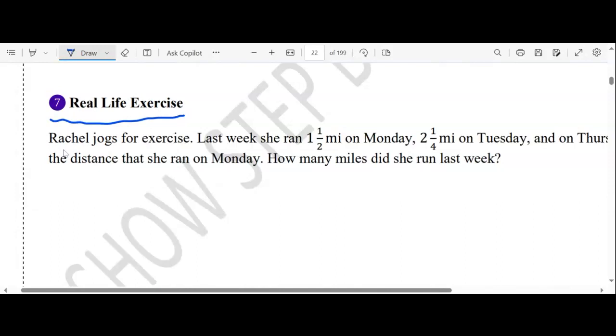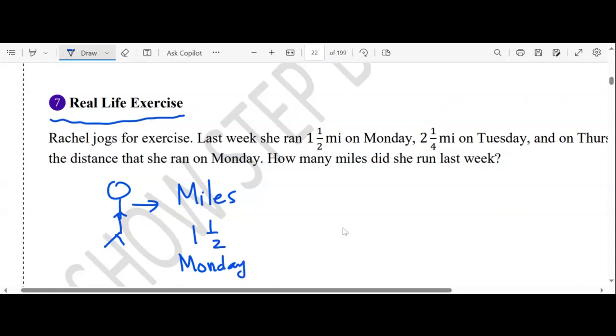Rachel jogs for exercise. Last week she ran. So person is doing running, right? Last week she ran how many miles? How many miles she ran? 1.5. 1.5 on Monday, right? And on Tuesday, how much she ran? 2 and 1 over 4 of a mile.